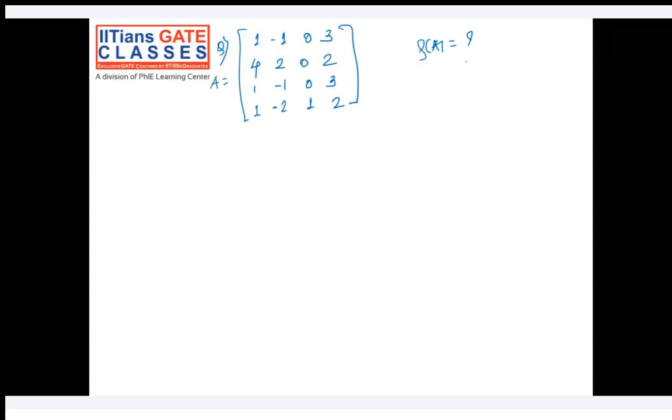Yes, 3 is the correct answer. So for R2, you want to make these three terms 0. R2 is equal to R2 minus 4 times R1, R3 is R3 minus R1, and R4 is R4 minus R1.